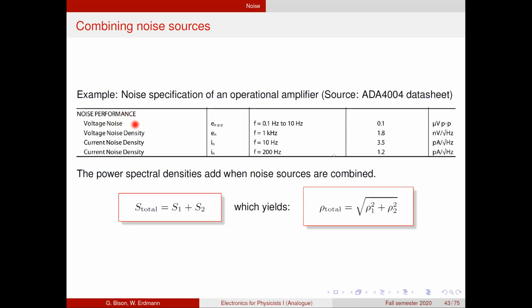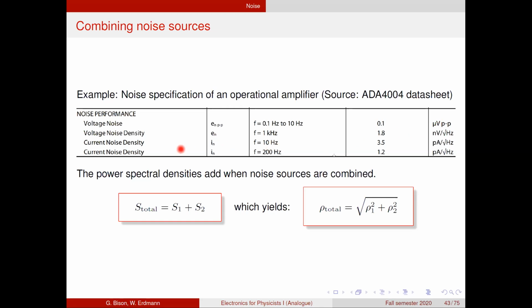So you see here the voltage noise given as noise peak-peak. The two P's here mean peak-peak. And here it's specified what the conditions are, so from 0.1 to 10 Hertz, and it gives you 0.1 microvolts peak-peak. And this is good news if you want to do a measurement and you want to distinguish a million different states, and your signal is approximately a volt, then 0.1 microvolts peak-peak will allow you to easily do that.